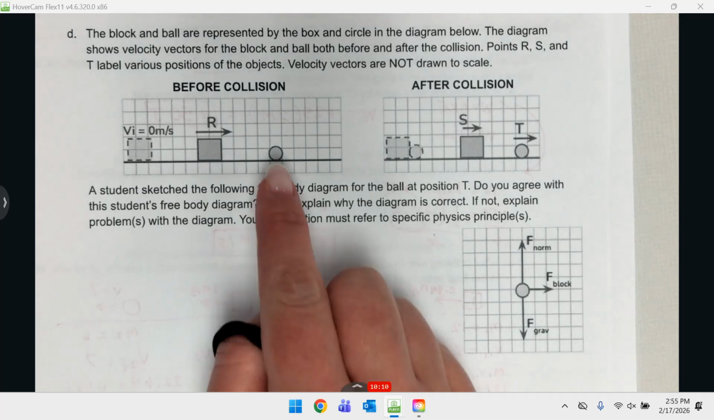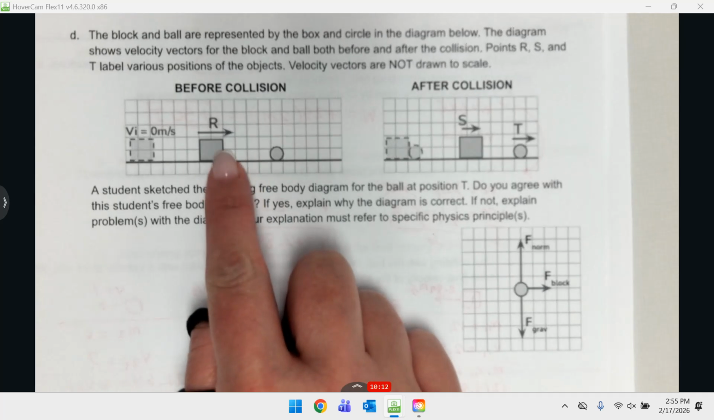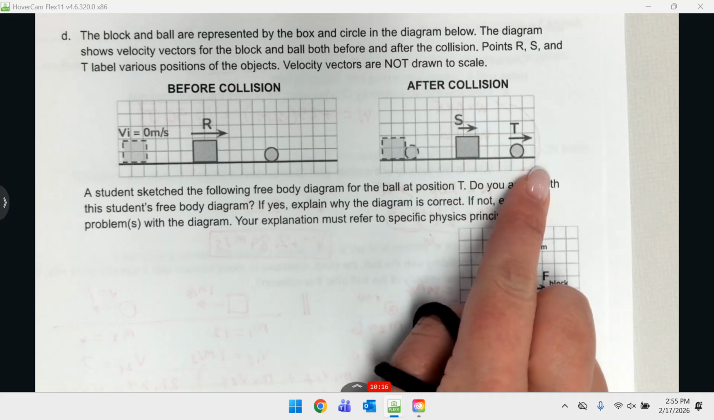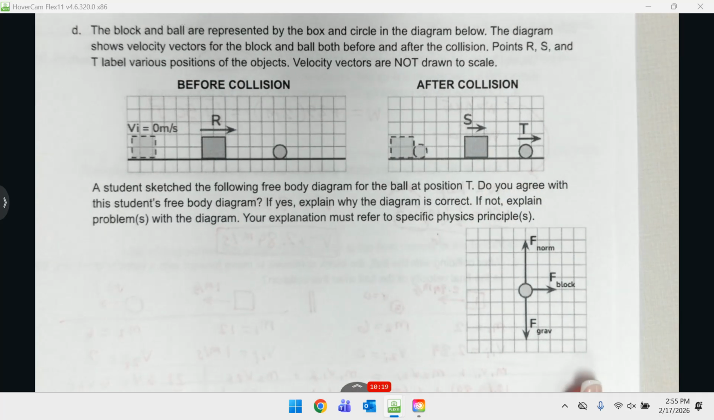So this is what we just saw. We had in our picture the block moving and then the ball at rest. They collide, and this is what we had afterward. They're both going that way. We just found out how fast.